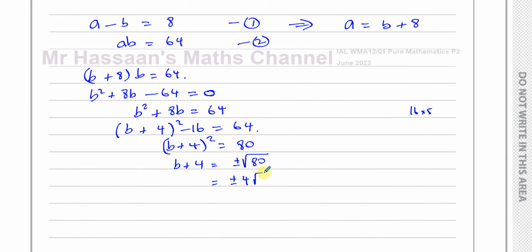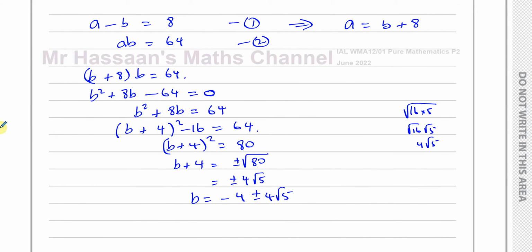So it's 4 times root 5. The square root of 80 is the same as the square root of 16 times 5, which is the same as the square root of 16 times the square root of 5, which is 4 times root 5. That's how I got that. So we can say b is equal to minus 4 plus or minus 4 root 5.